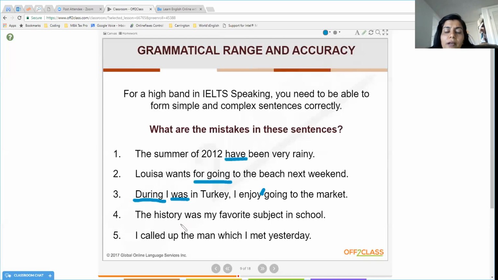There shouldn't be "the" in the beginning. History was my favorite subject in school. Right. We don't need an article there. So yeah, I'll capitalize this. I have the worst time with the pen.